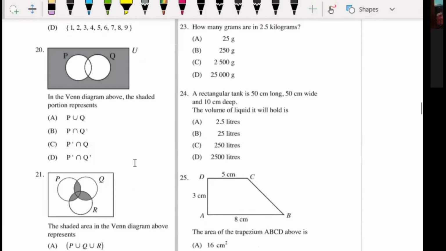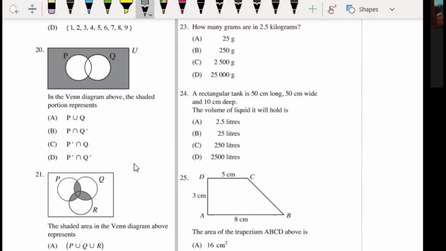So it's another Venn diagram question, question 20. Just coming to the end now of this presentation. We have two sets inside the universal set, P and Q. In the Venn diagram above, the shaded portion represents... It is not P union Q, because P union Q is inside. Everything in there would be P union Q.